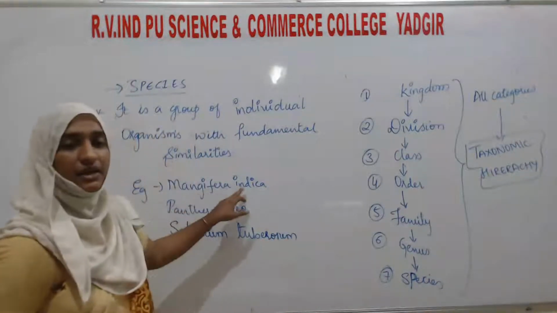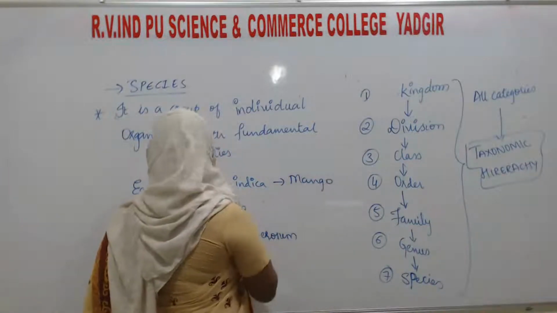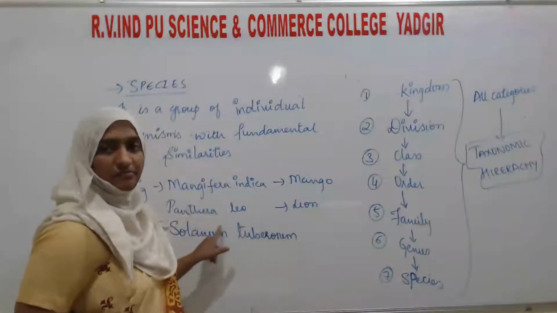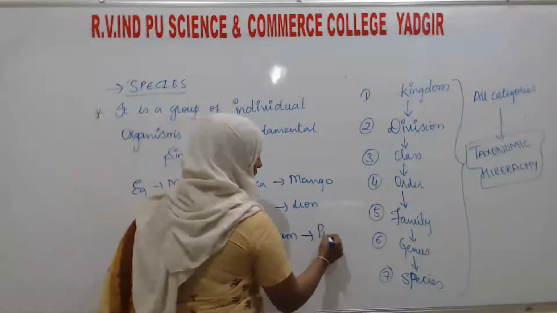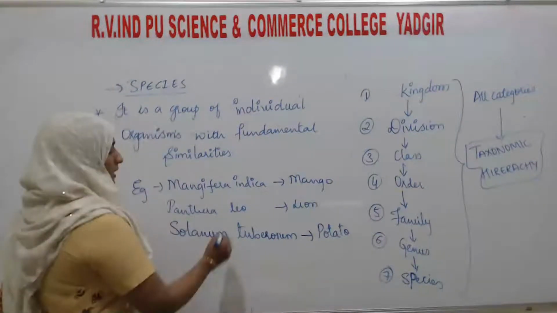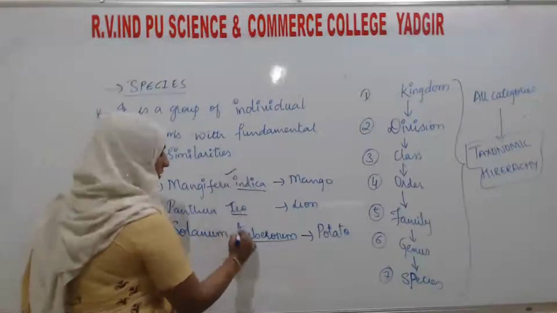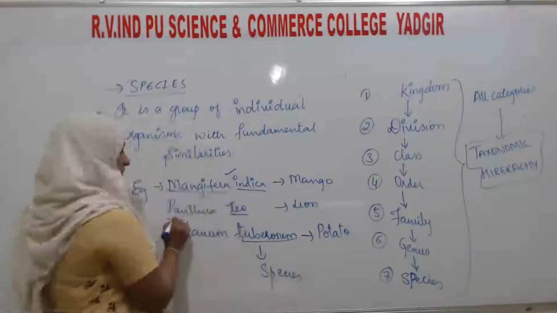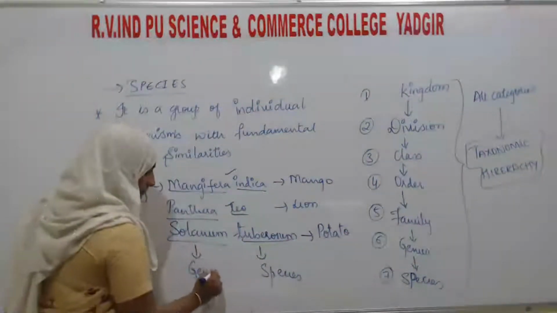Here, Mangifera indica, that is the mango. Panthera leo, that is the lion. The scientific name of lion is Panthera leo. Then Solanum tuberosum, that is the potato. Here you see Leo, tuberosum. These represent the name of the species. Mangifera, Panthera, Solanum represent the genus.